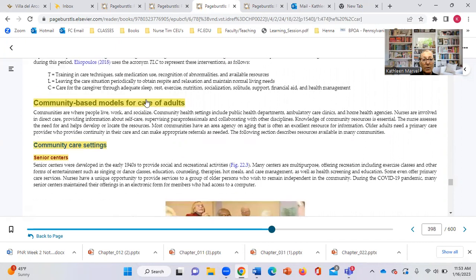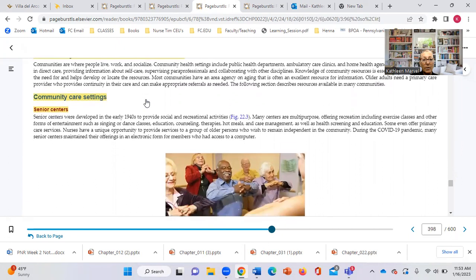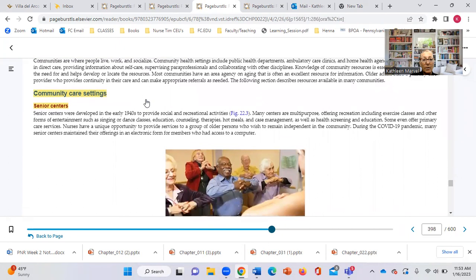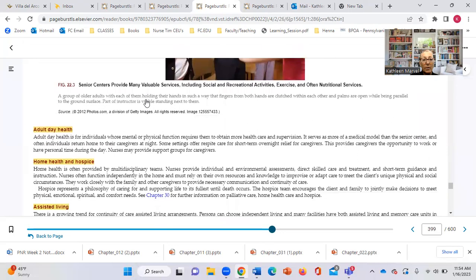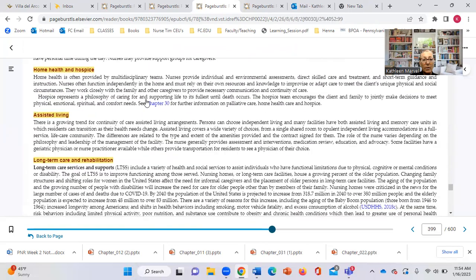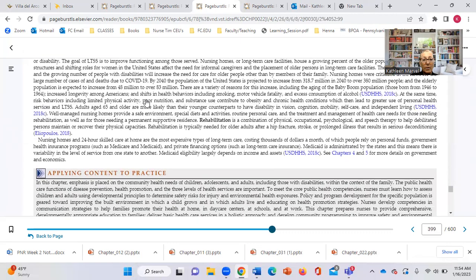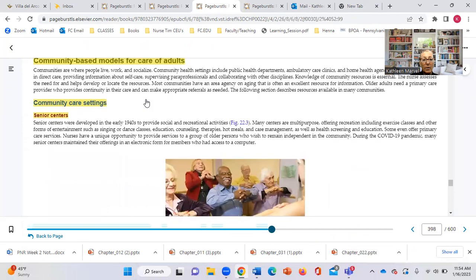So the last part of this chapter is what are some community-based models for care of the adults? So I'd like you to be familiar with different kinds of community settings and what their goal is. So we have senior centers, we have adult health, home health and hospice, assisted living, long-term care, and rehabilitation. Those are the different community care settings in which this population is cared for.